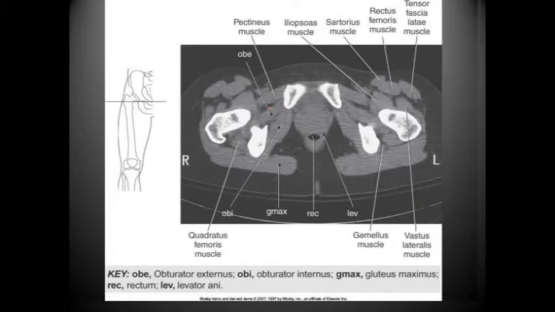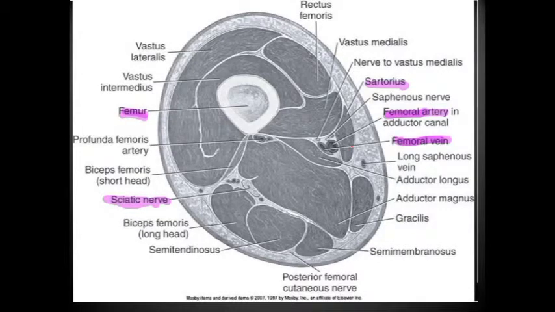Here in this image, we see that we have several muscle groups, but the only ones that we're going to focus on are the sartorius here and the gluteus maximus here. As we venture down the femur, this demonstrates where everything is located. Notice we have the sciatic nerve in the posterior portion, the sartorius muscle, and the femoral vein.